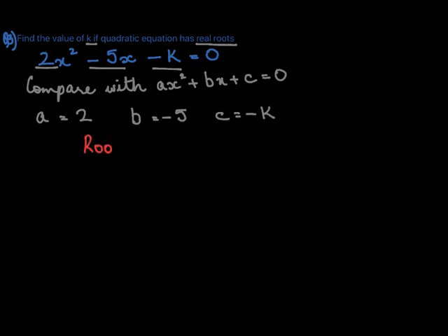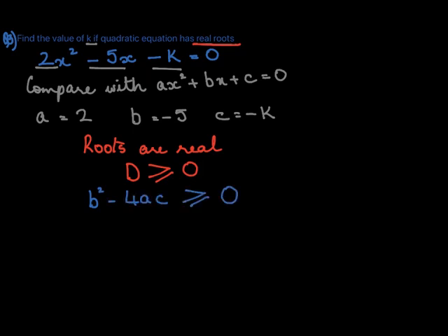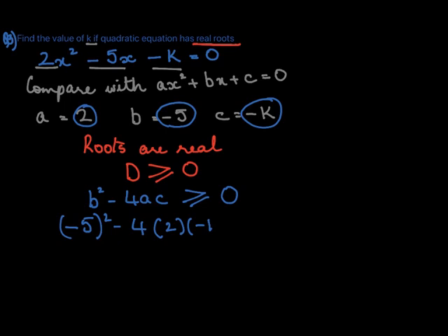Roots are real. That's the condition given to us. If roots are real, that means the D is greater than or equal to 0. And we know the D is b square minus 4ac greater than or equal to 0. Our b is minus 5, so minus 5 square minus 4ac. This is a and this is our c.